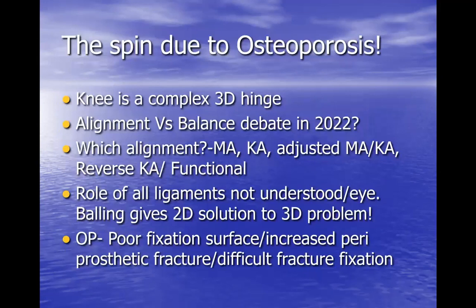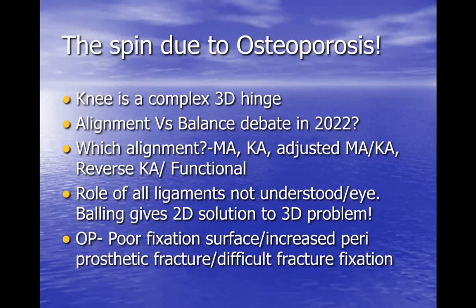Let's add these basic concepts of knee replacement surgery to osteoporosis, and let's see what spin it takes. We now have understood that the knee is a complex three-dimensional hinge. The alignment versus balance debate in a knee, which is more important, is still going on in 2022. Which alignment is it? Mechanical, adjusted mechanical, adjusted kinematic, reverse kinematic, or functional? It is still being debated. More and more we are going towards functional knee alignment, and functional alignment is almost impossible without using advanced technology like robotics.